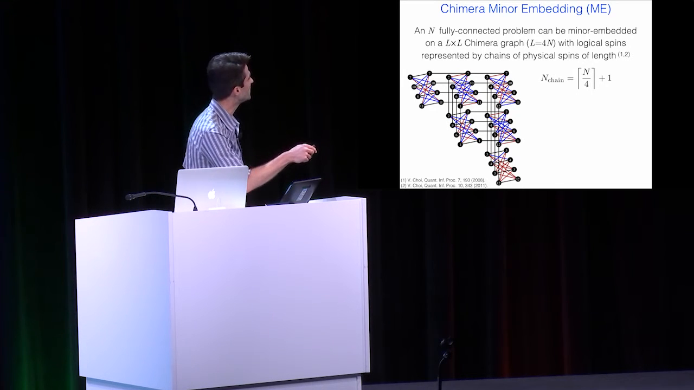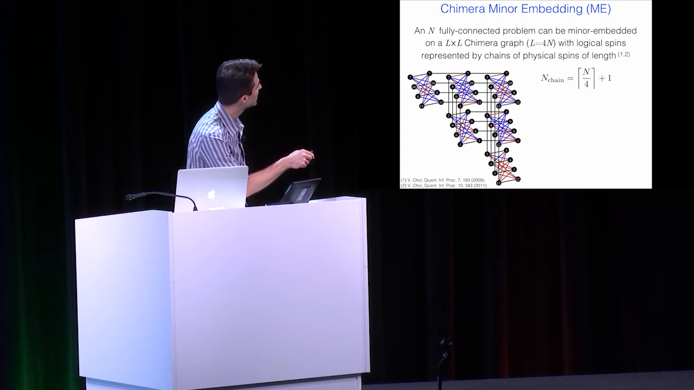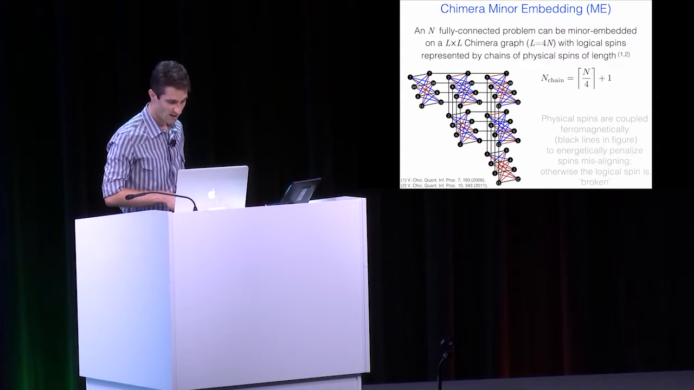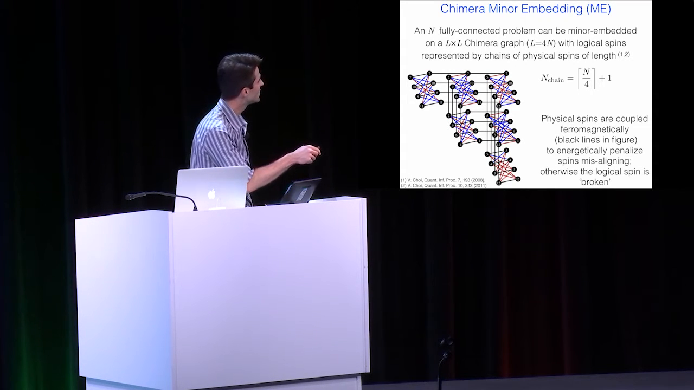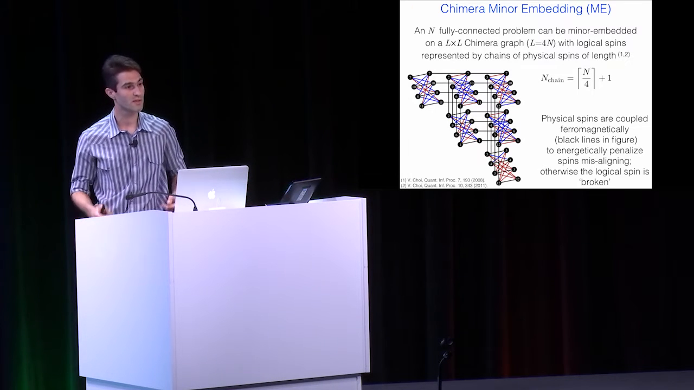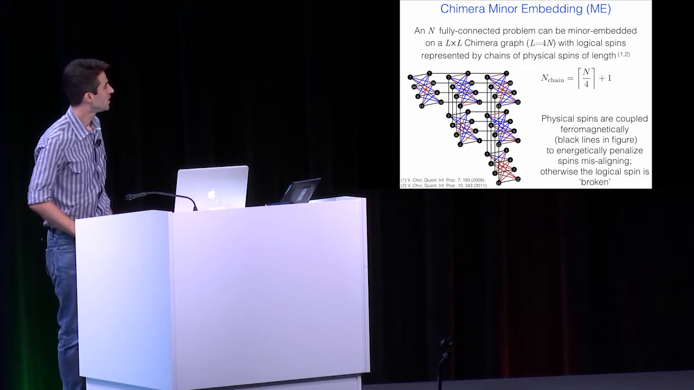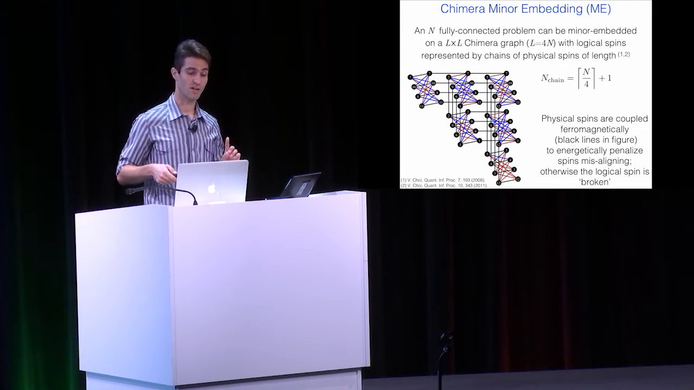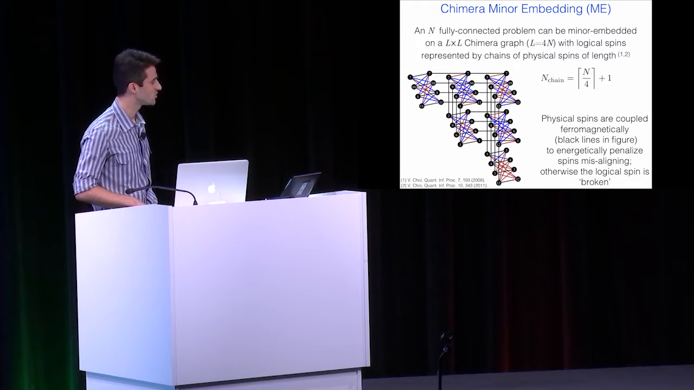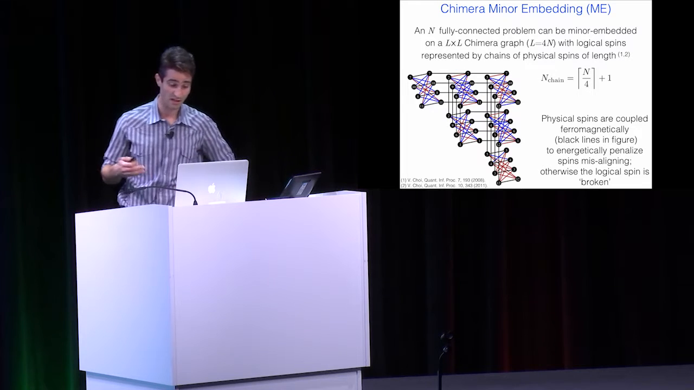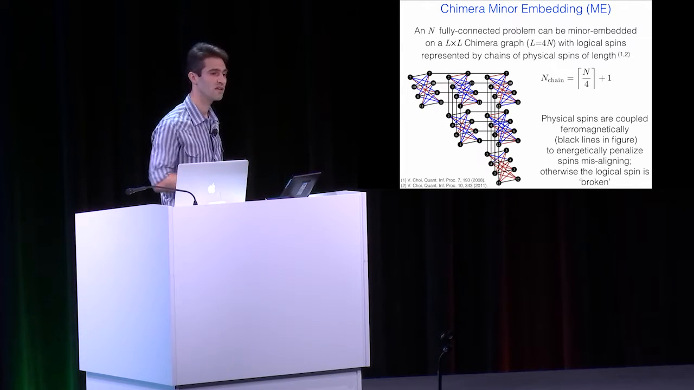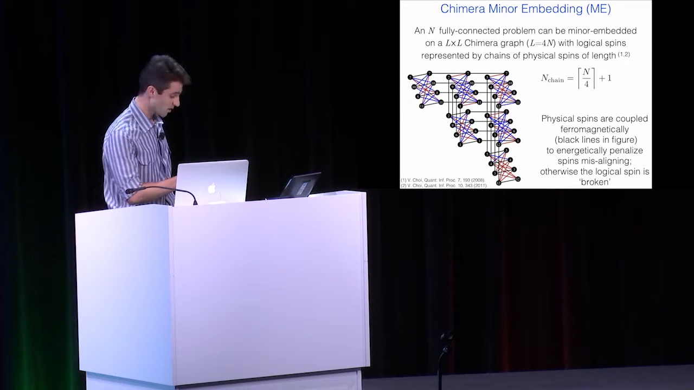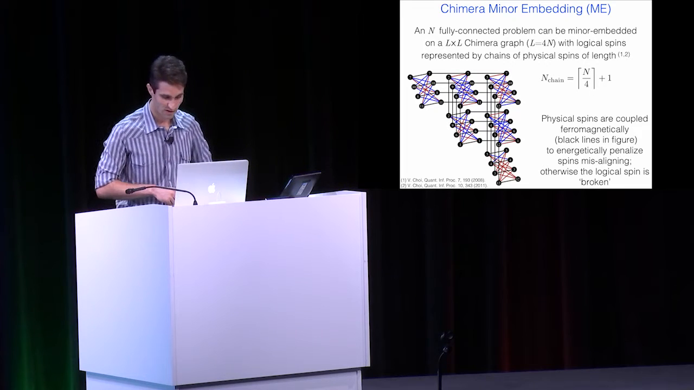You can see, for example, that spin 7 now has 4 copies of it. What's important is that I have to couple these spins ferromagnetically to ensure that they point along the same direction. If you like, I'm energetically penalizing this chain from breaking. I might use this language in this talk, where I talk about the logical spin being broken, which just means that my chain is no longer either fully up or fully down.